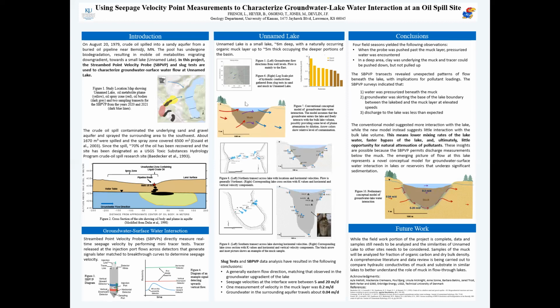As a complement to the SPVP data, we also used a more traditional Darcy approach using head gradients and hydraulic conductivity. Water levels in wells in the surrounding aquifer were combined with the K values generated by slug testing to create the flow vectors shown in the image on the right. These calculations produce flow velocities in the aquifer of about 0.04 meters per day.